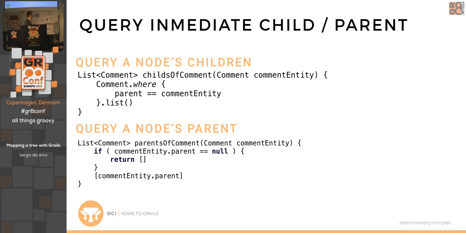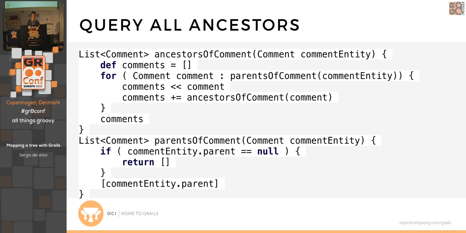If I want to design this to always return a list, in case my database model supports having multiple parents, that's why I'll return a list here as well. It's easy enough to return, in an adjacency list, the list of the parents. Yes, I return the parents of the domain class. And this is a where query where I say, give me all the comments whose parent is the comment entity, and this will return the immediate children.